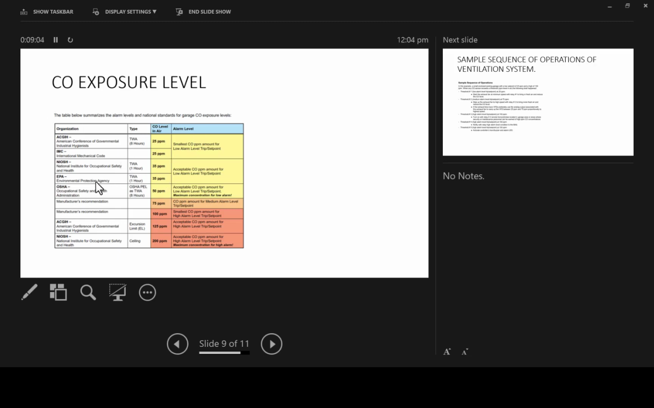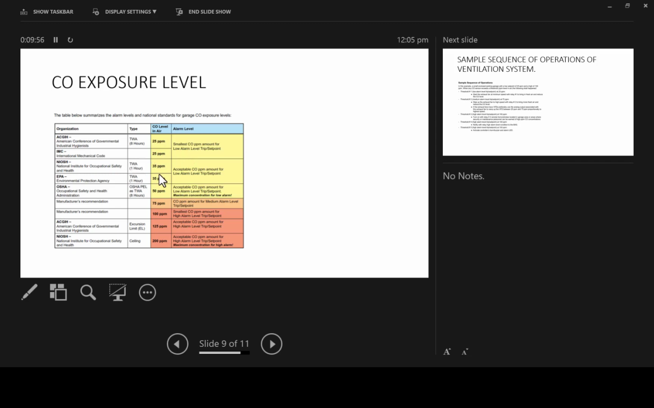These are the CO exposure levels for different organizations, like ACGIH, the American Conference of Governmental Industrial Hygienists. They consider 25 ppm the smallest carbon monoxide level in the basement, in the car park area or in the garage. If the carbon monoxide level is higher than 25 ppm, it alarms the fan and increases the fan speed to minimize the ppm by introducing more fresh air and exhausting air. So this will happen like this.